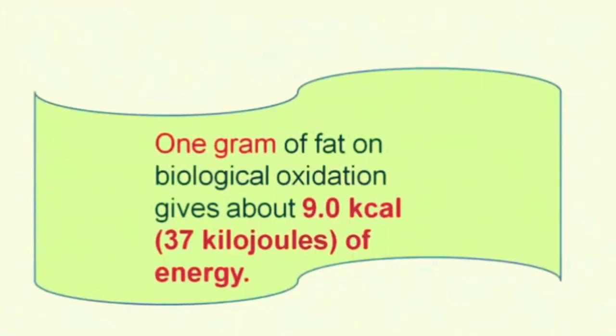Chemically, fats are triglycerides. It is to be noted that 1 gram of fat on complete biological oxidation gives us 9 kilocalories of energy. There are two major sources of fat in our diet. We can get fat from animal sources and from plant sources.